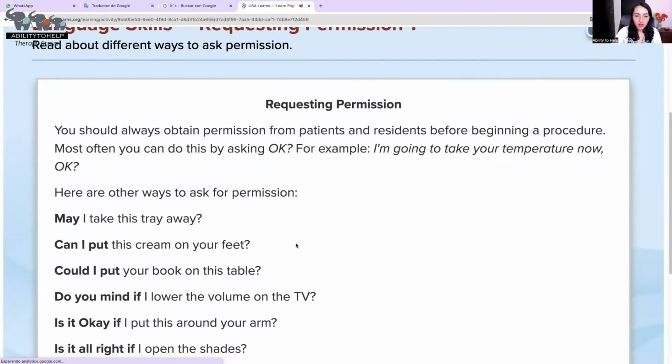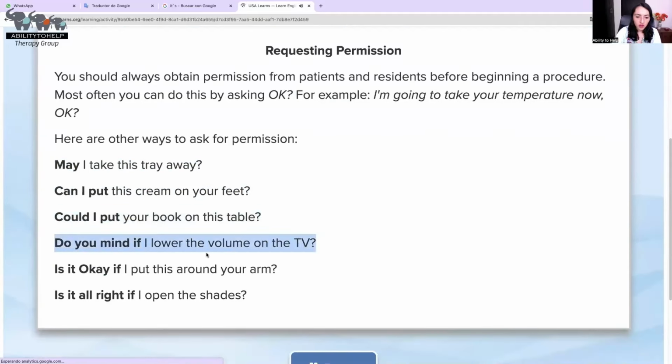requesting permission. You should always obtain permission from patients and residents before beginning a procedure. Most often, you can do this by asking, okay? For example, I'm going to take your temperature now, okay? Here are other ways to ask for permission. May I take this tray away? Can I put this cream on your feet? Could I put your book on this table? Do you mind if I lower the volume on the TV? Is it okay if I put this around your arm? Is it all right if I open the shades?